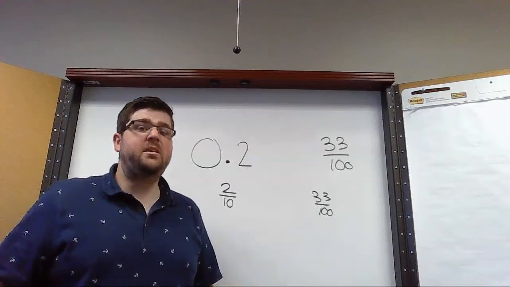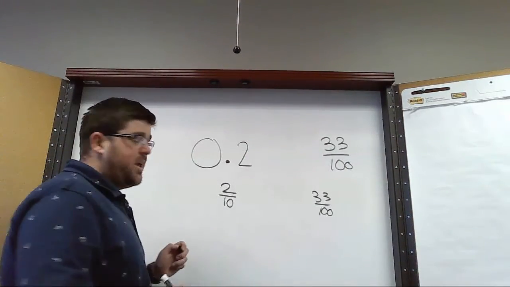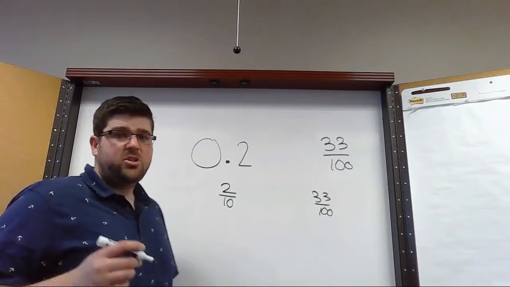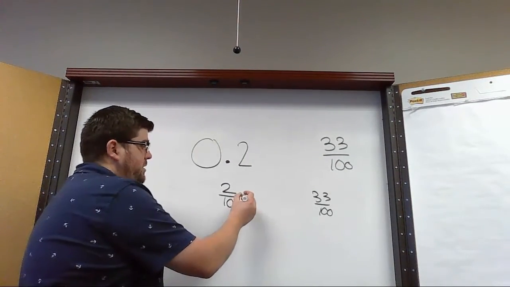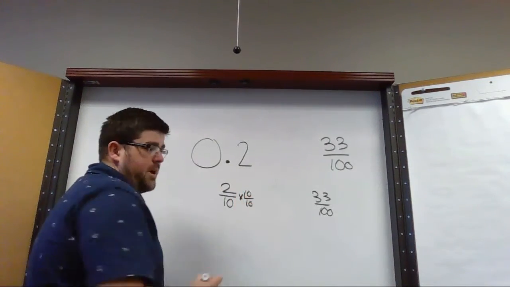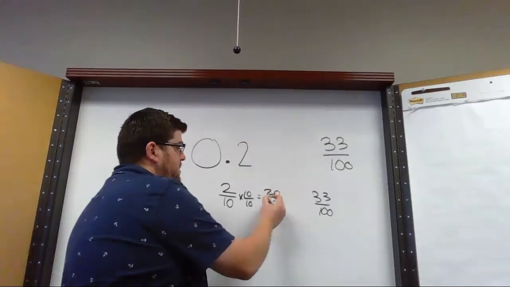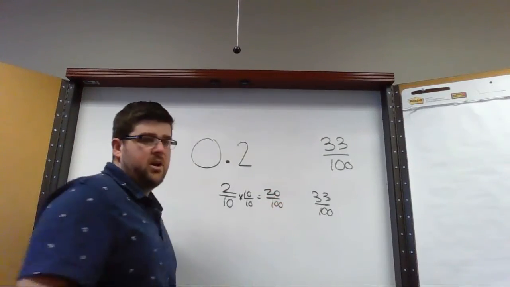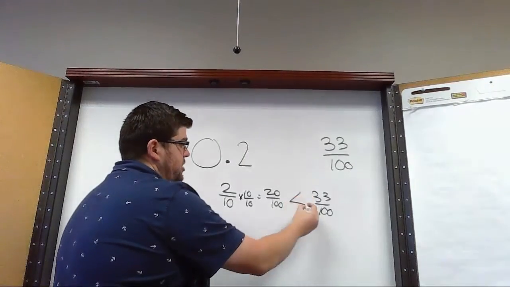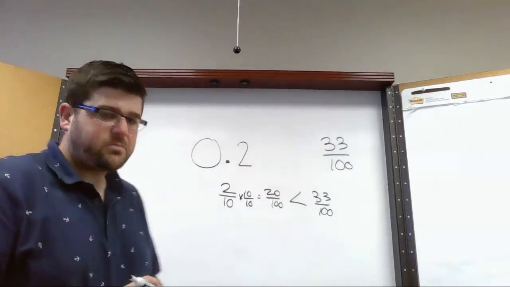I need to make my pieces the same size so I can compare them. Now, if you remember, to convert from tenths to hundredths, all we do is multiply by 10 in the numerator and the denominator. So if you remember, 2/10, I'm going to multiply by 10/10, or 1 whole. 2/10 is the same thing as 20/100. Now it's very easy for me to compare and see that, oh yes, 20/100 is less than 33/100.